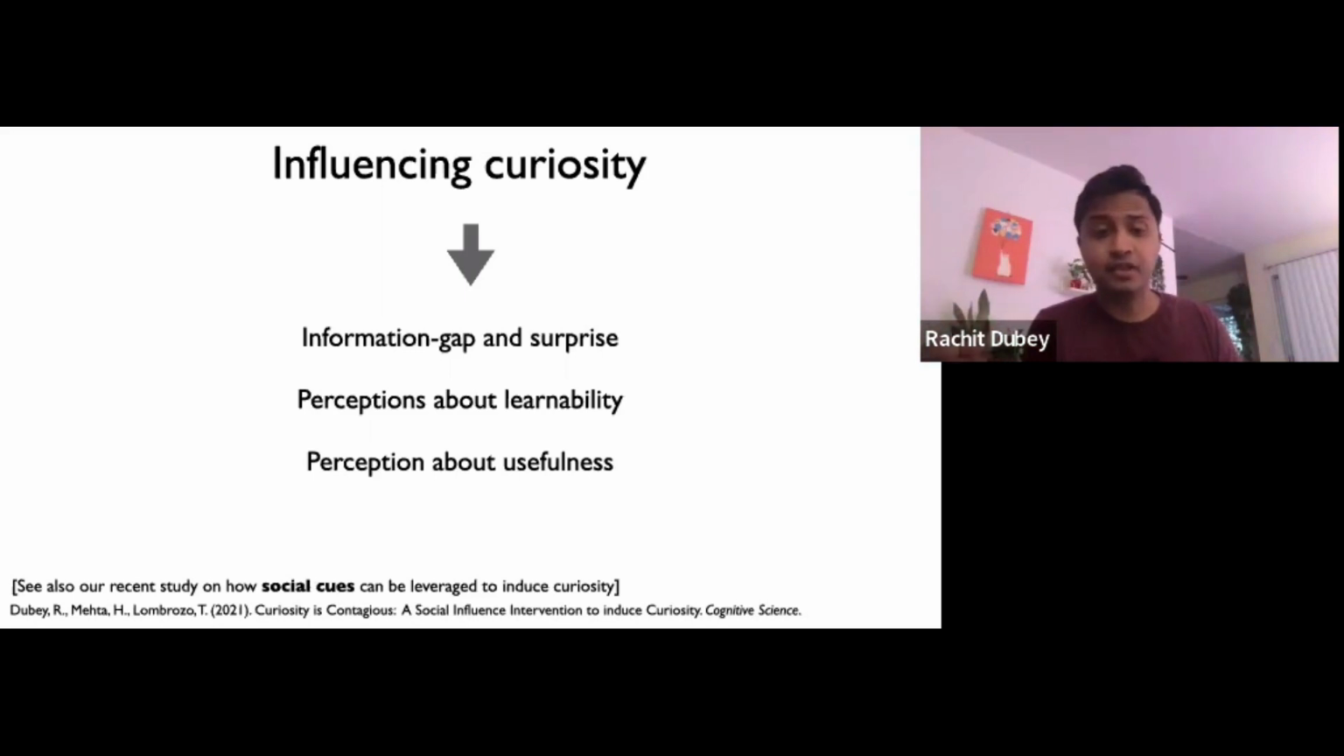And lastly, even though curiosity is driven by non-instrumental factors, we see that it is possible to make people more curious about seemingly mundane topics by making them see the usefulness of a task. So in conclusion, I hope that I provided some insights on how to induce curiosity and also convinced you that curiosity can be driven by both instrumental and non-instrumental considerations.